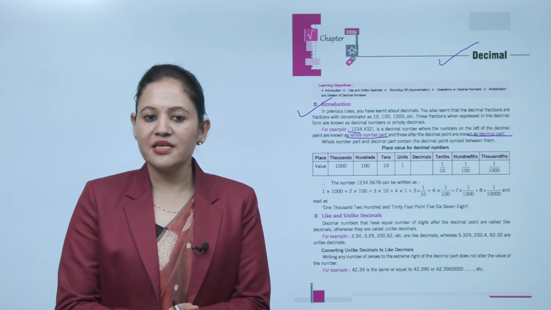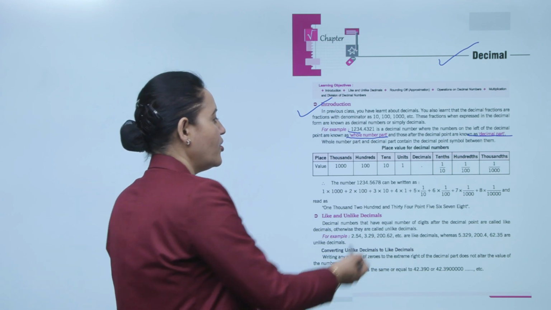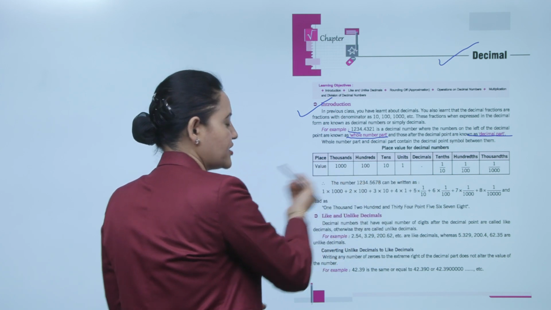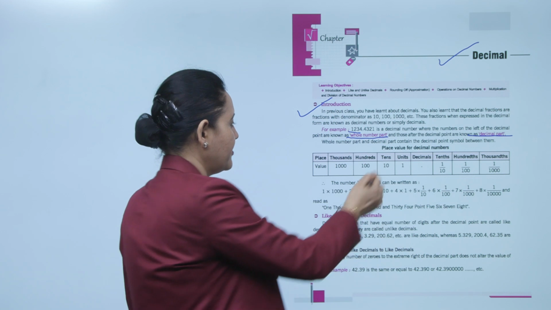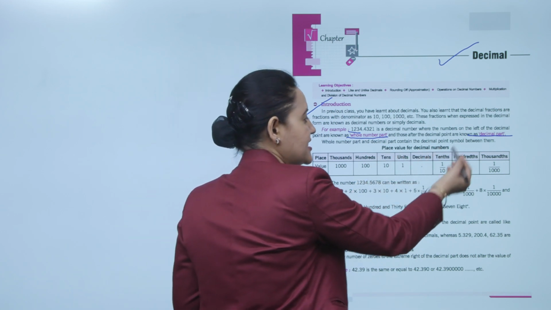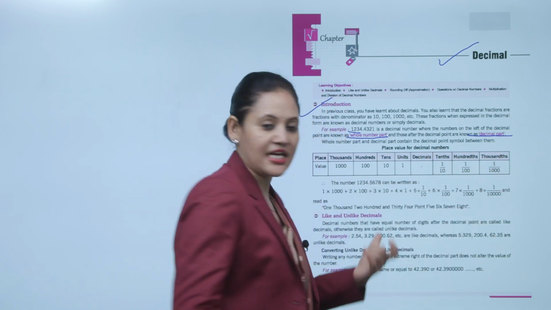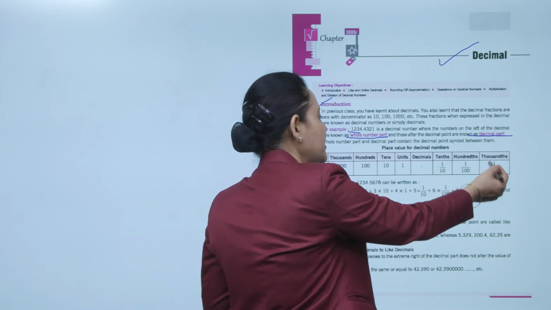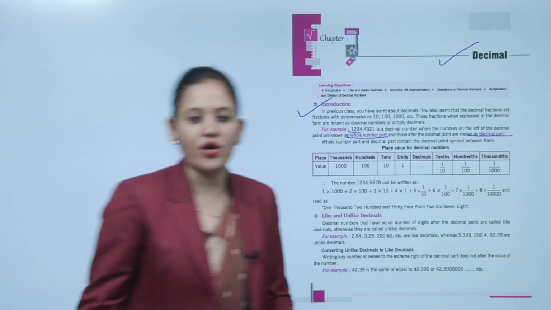Place value of the decimal numbers. So here, unit means ones, tens, 100, 1000, like this, and after decimal, tenths, hundredths, thousandths. Tenth means 1 by 10, hundredth means 1 upon 100, thousandth means 1 upon 1000, and so on.